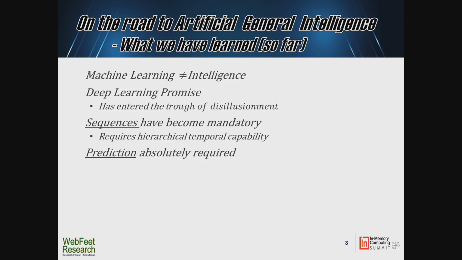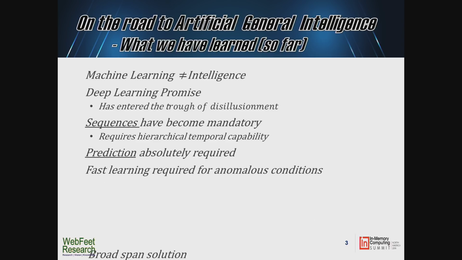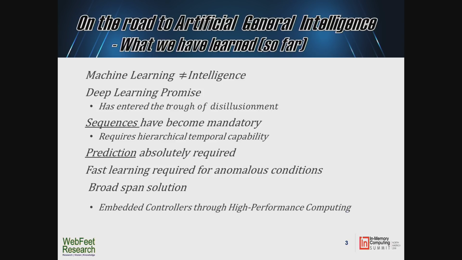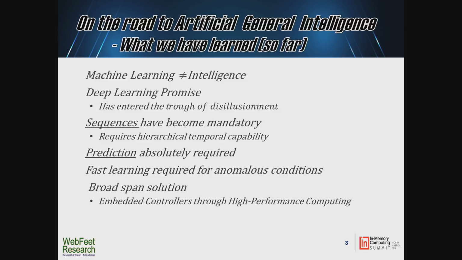Fast learning required for anomalous. The broad span solution, what do I mean by that? I mean, it's got to go from embedded controllers through high performance. We're talking Internet of Things, IoT. This is going to become extremely important, IoT. Later on in the presentation, you'll see that people are already making silicon for this stuff. So this is not over the horizon.